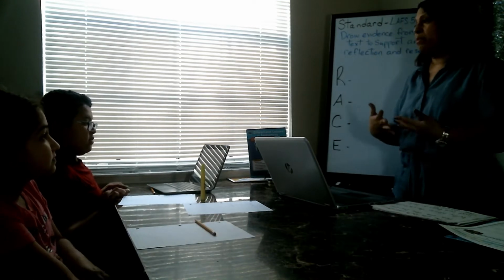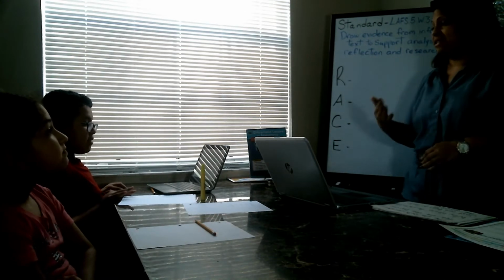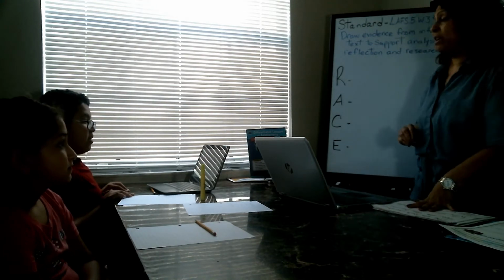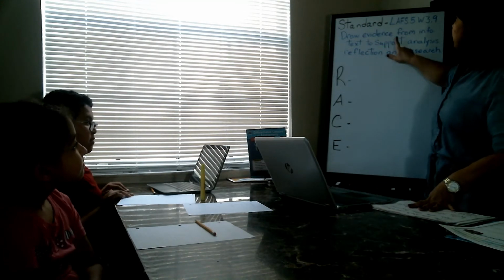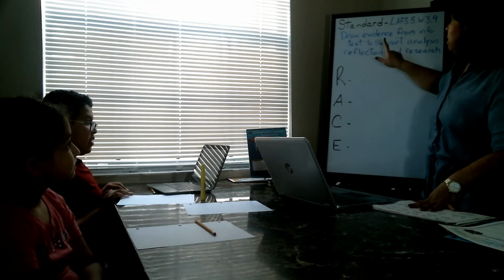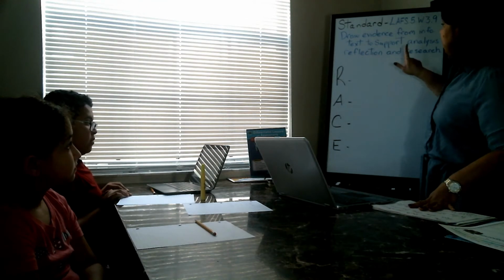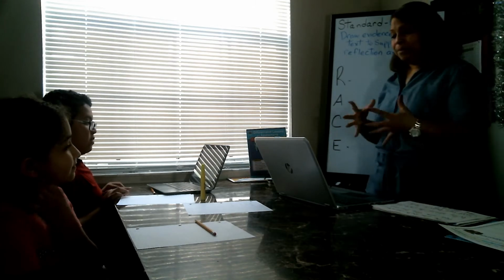We've been going over the American Revolutionary War, the events that led up to it. But today we're going to focus more on our writing. Our standard is draw evidence from informational text to support analysis, reflection, and research. What that means in a nutshell is that your goal today is to learn how to write a better informative essay using text, meaning using evidence from what we're reading to support our answers.